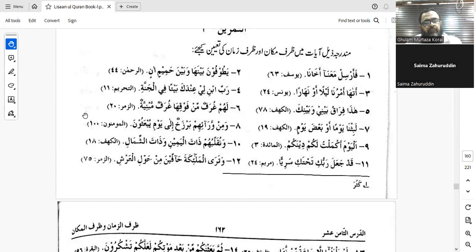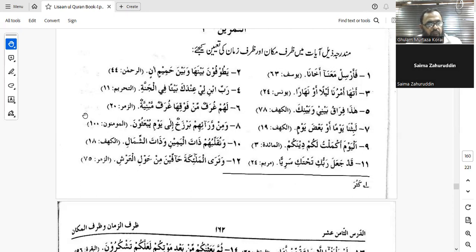Three. Right, okay. So ليلا ونهارا, that's ظرف زمان. عندك, عنده is ظرف مكان في الجنة. Next one: هذا فراق بيني. So بيني وبينك is ظرف مكان, both of them.